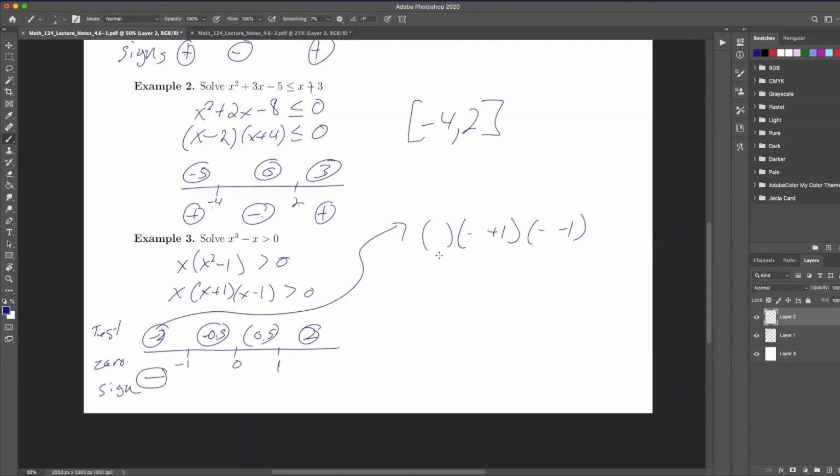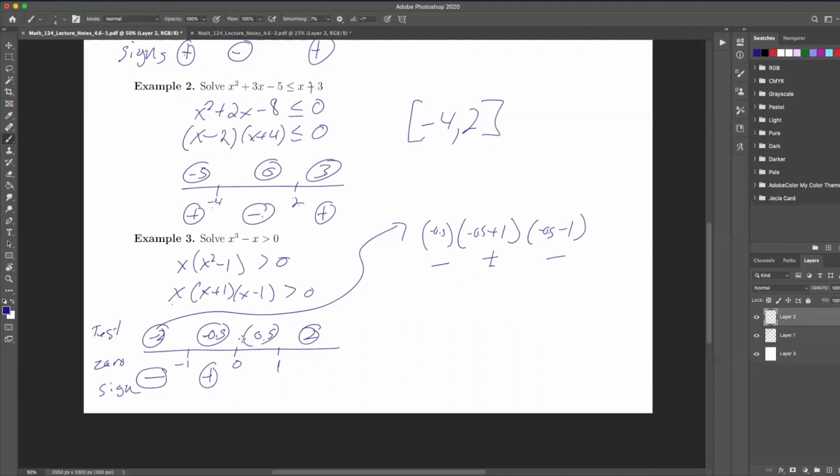And let's do this again. So notice I'm just plugging it into this right here. So -0.5, -0.5, -0.5. Okay, so here -0.5 is negative. -0.5 plus 1 is positive. -0.5 minus 1 is negative. So negative times a positive times a negative overall will be positive because these two negatives cancel each other. So in this case, this is positive.